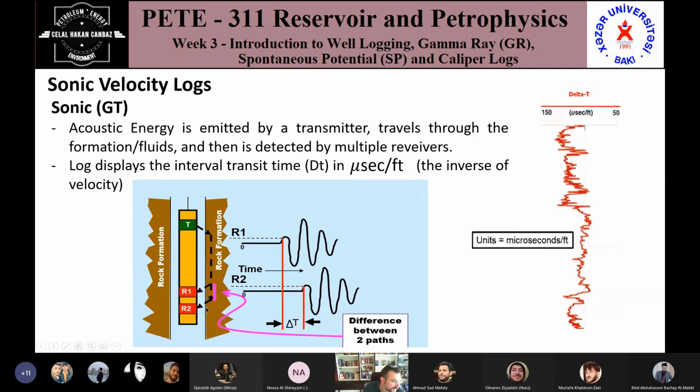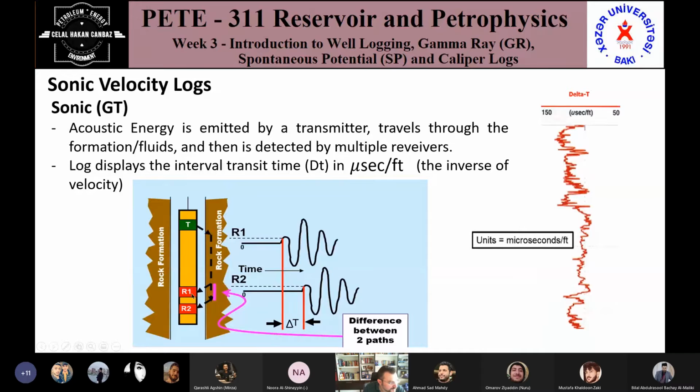So let's check what's happening. Your rock formation, your tool in here. You have receiver 1 and receiver 2. You send your signal from the upper part. This is 2-3 feet, not more than that. You have your transmitter. Your transmitter sends the signal through the rock formation, and this signal is taken by receiver 1 and receiver 2.